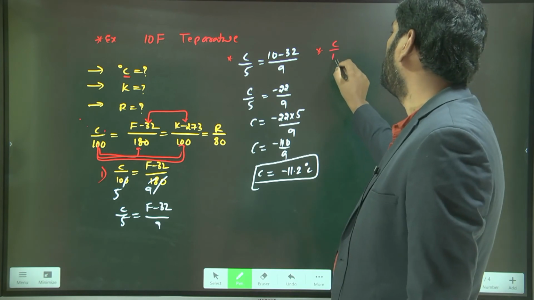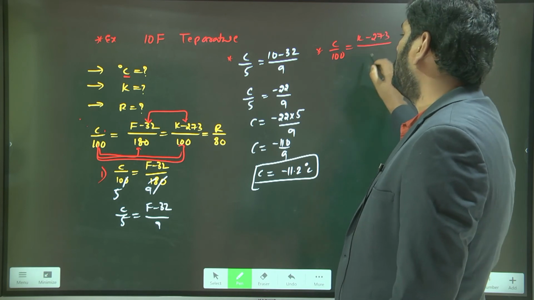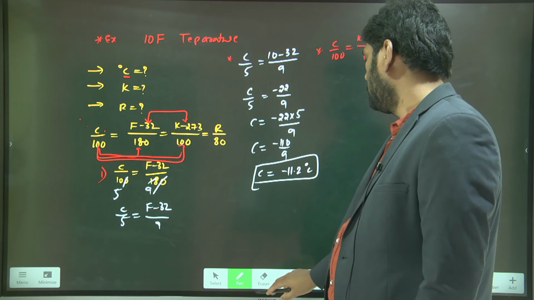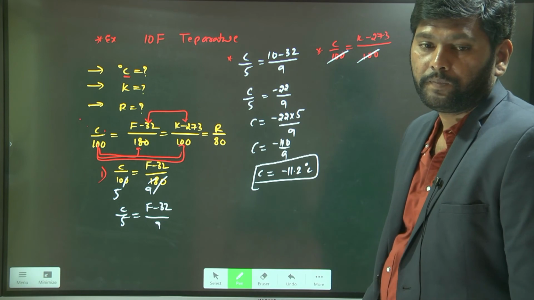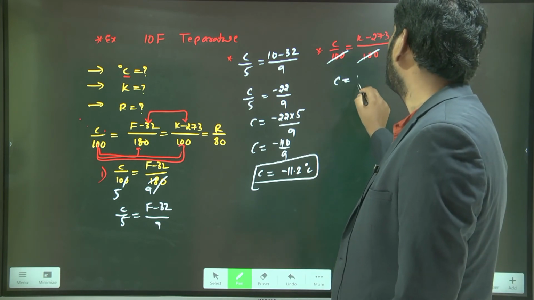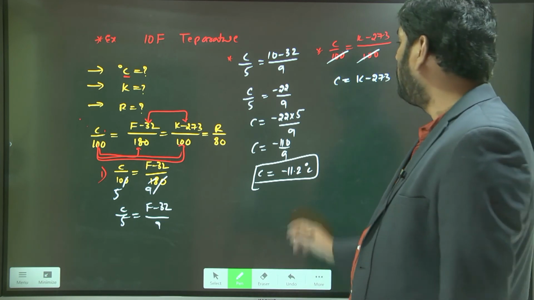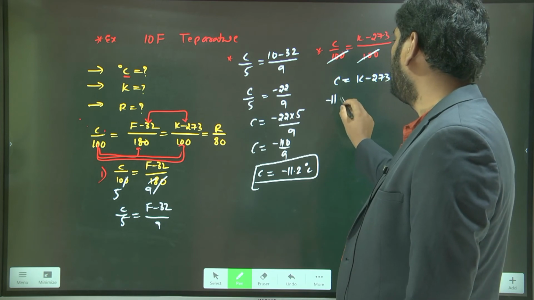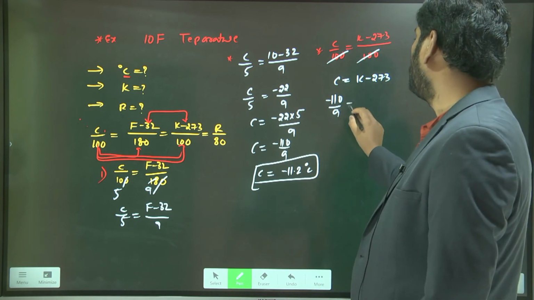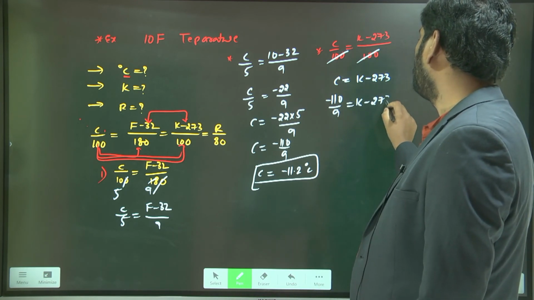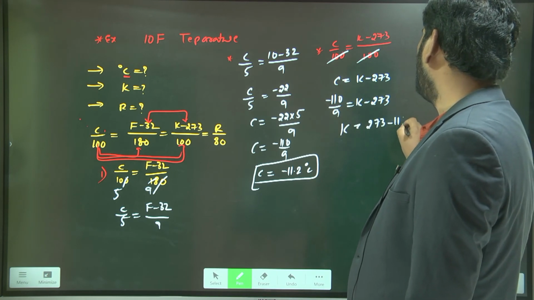Then C by 100 is equal to K minus 273 upon 100. The 100s get cancelled. C is equal to K minus 273. But what is the C value? Minus 110 by 9 is equal to K minus 273. Then K is equal to 273 minus 110 by 9.